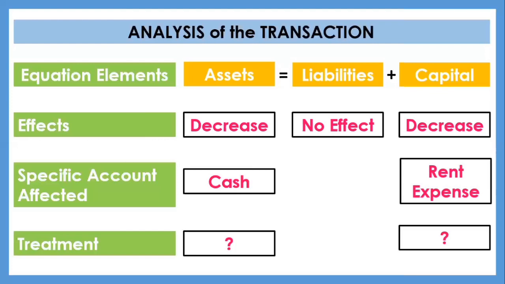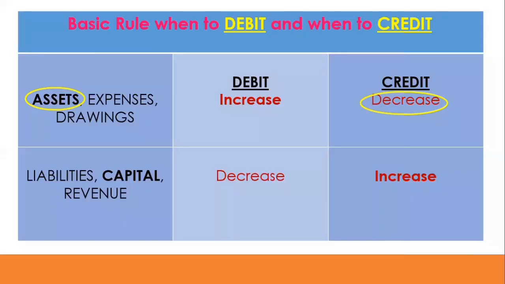And finally, the last step in analyzing the transaction is how we treat our asset account and capital account. Now, the question now is, which account will be debited and which account will be credited? Now, in order for us to answer this question, it is imperative to go back again to our basic rule. Based on the rule, if we increase our assets, expenses, and drawings, what do we do? We need to debit the account. On the other hand, if we increase our liabilities, capital, and revenue, what do we do? We credit the account. Otherwise, we debit it.